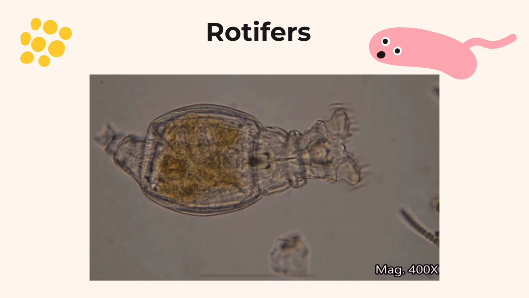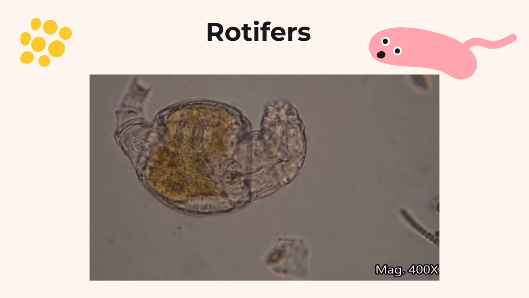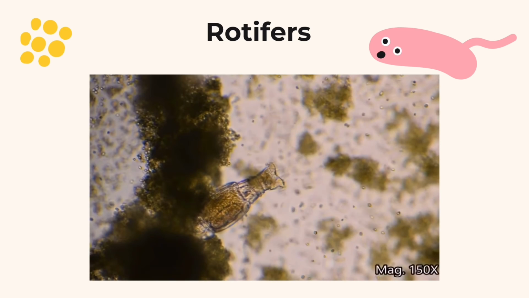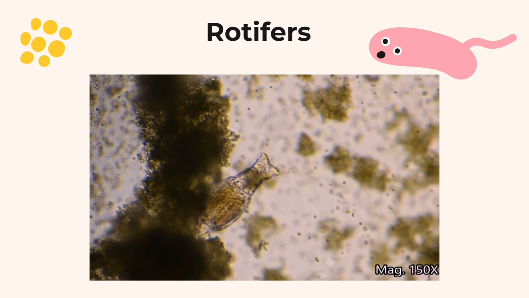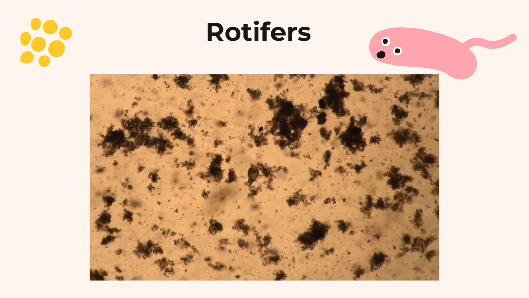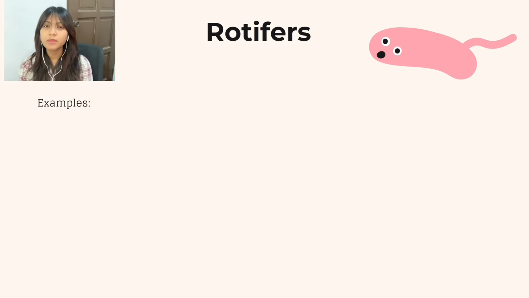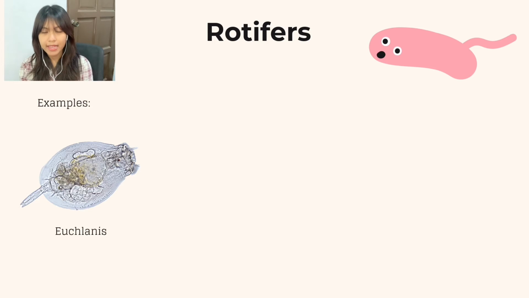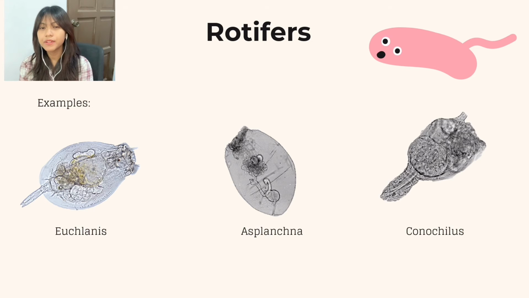In this clip, it shows how rotifers move. The corona is performing locomotion to bring food to the mouth, while the foot is sticking to a surface for support. Some examples of rotifers are euchlanids that have circular-shaped cilia at their front ends, asplanchna that can be found in lakes, and conochilus that are found mostly in clean lakes.